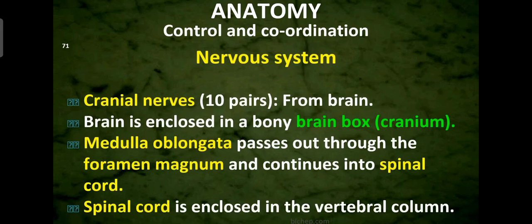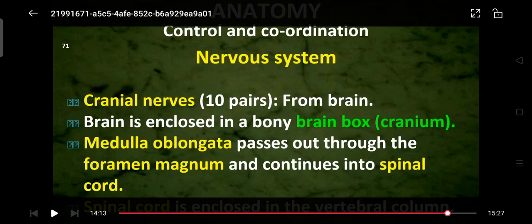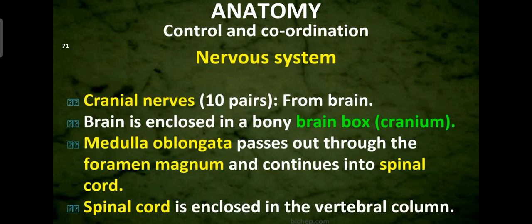So the junction between the brain and the spinal cord, the foramen magnum, is a junction between the medulla oblongata and the spinal cord. Then this spinal cord, which is coming from the brain, is enclosed in the vertebral column. Whatever the backbone, vertebral column is there, inside that the spinal cord is there, and that vertebral column is protecting the spinal cord.